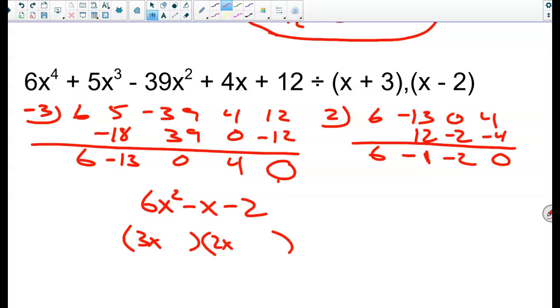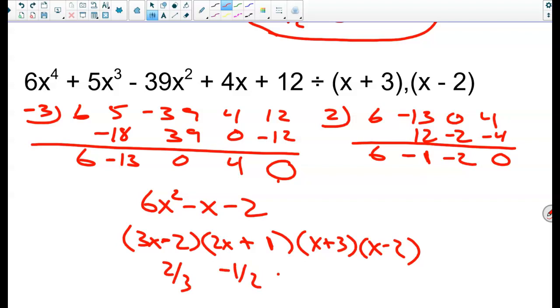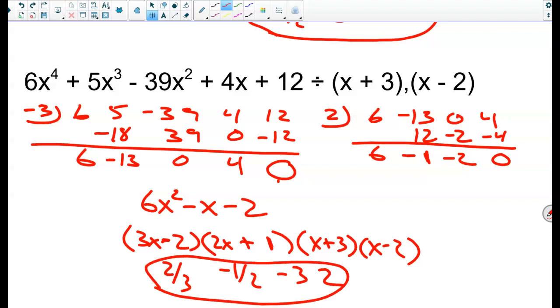Put the 2 with the 2. So I put the 2 here, it's a minus. Put the 1 here, that's a plus. And that gives me my negative x middle term. You do have to copy the 2 given factors down. 2/3, negative 1/2, negative 3, and 2 are my 4 zeros. You just set each parenthesis equal to 0 to get your zeros.